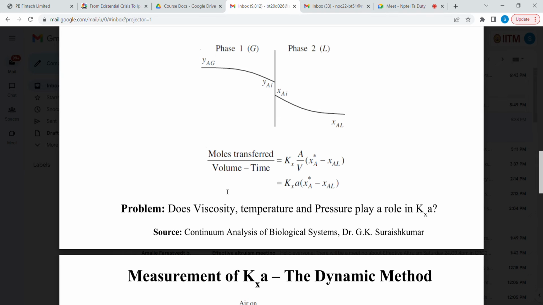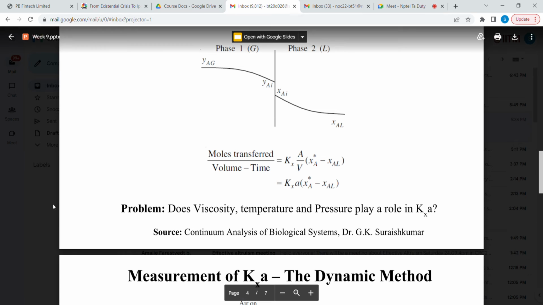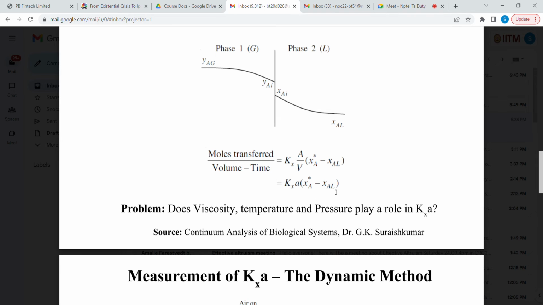The oxygen transfer rate equals KLA into C star minus CL, where KL represents the mass transfer coefficient of the oxygen from the gaseous interface into the liquid interface. A is the interfacial area of the gas in the liquid film, and C star and CL are the concentrations, as I said before. So it's KLA into C star minus CL. KXA and KLA will be used interchangeably throughout this presentation. To understand how this formula is derived, please look at the book of Dr. G.K. Suresh Kumar, as well as the online lecture videos.